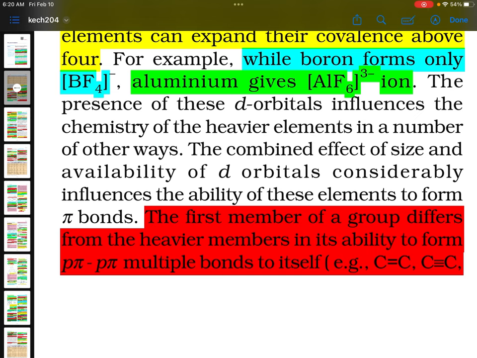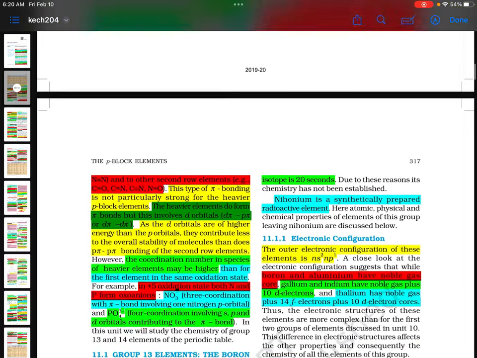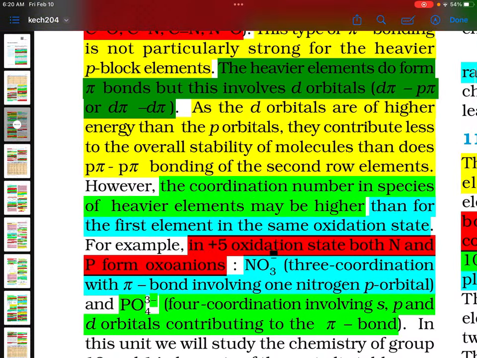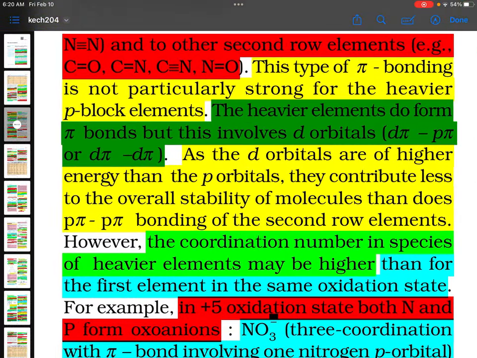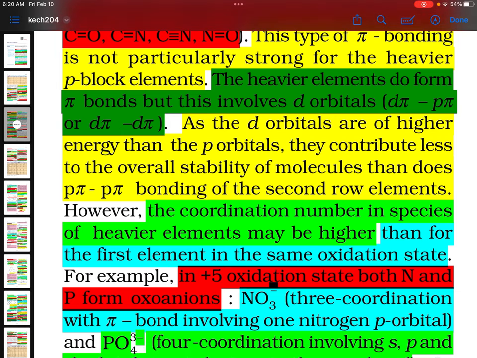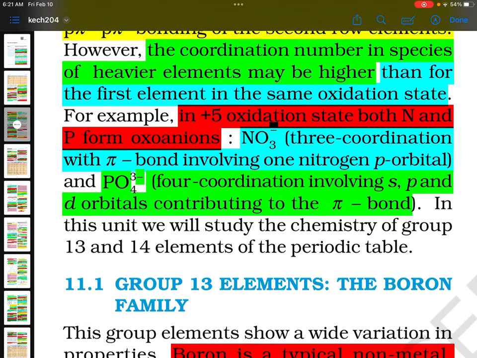First member of group differs because they can form multiple bonds, right? So till now we are discussing only the introduction. The heavier elements do form pi bonds, but this involves d orbitals. Nothing special here.